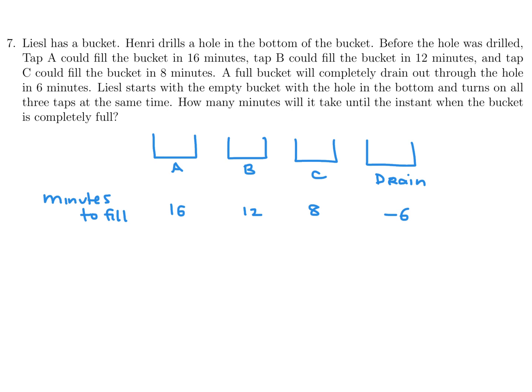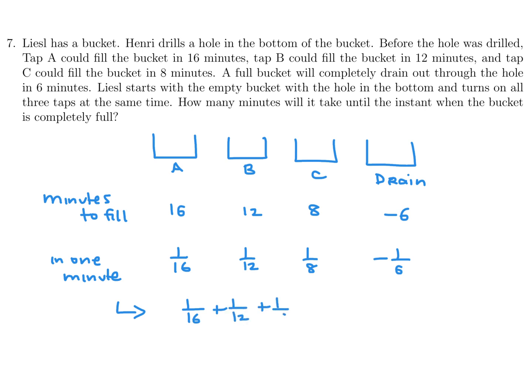All right, so I think it's easiest to figure this out if you convert this to in 1 minute. In 1 minute, we would fill 1/16 of A, 1/12 of B, and 1/8 of C, and 1/6 of the draining would happen. So, in 1 minute, if we add this all up, it would be 1/16, 1/12, 1/8, and then subtract the 1/6. And then when you crunch out this fractional equation, you get 5/48.